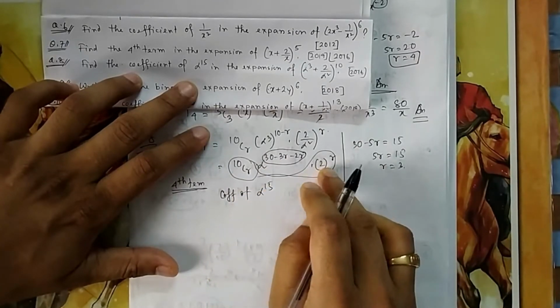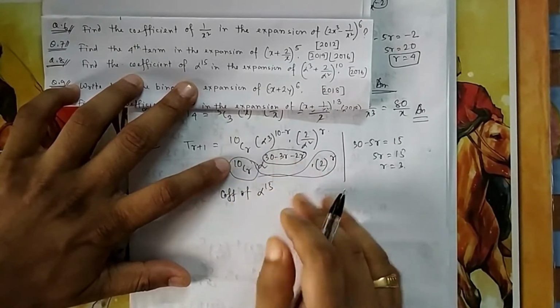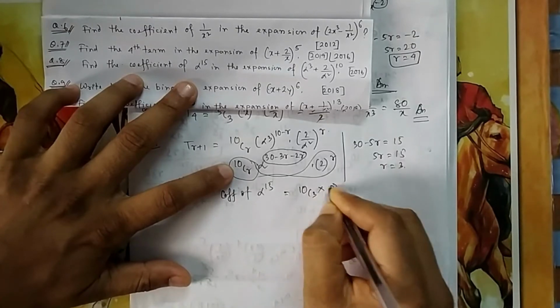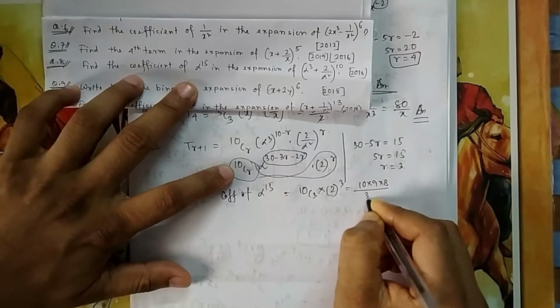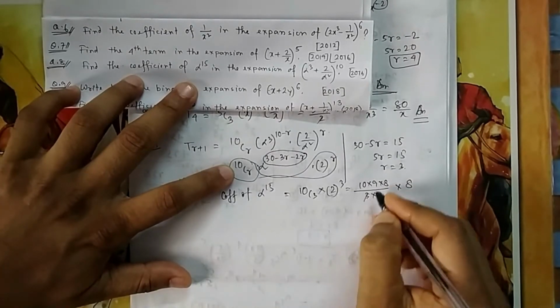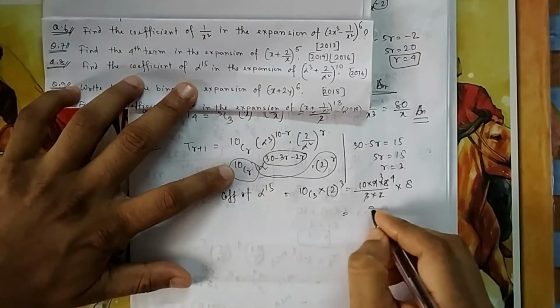Don't forget this one. This is also a coefficient. This is also a part. Excluding alpha, everything that is multiplied with it is your coefficient. So 10c3 into 2 to the power 3. 10c3 is 10 into 9 into 8, divided by 3 factorial, 3 into 2 into 1, and this is 8. So you can do it: 3, then 4, 12, 96, 960 is the answer.